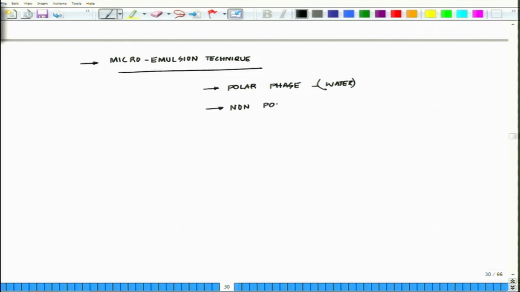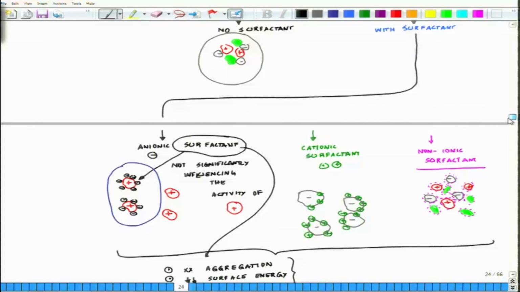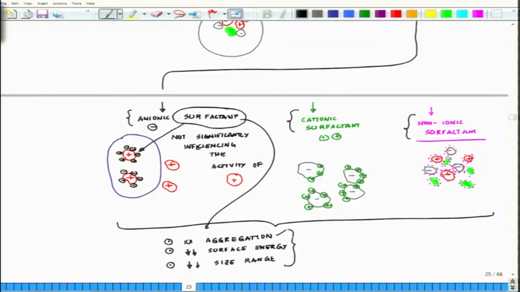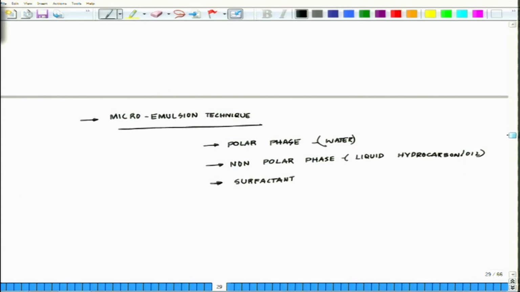Non-polar phase, which is mostly liquid hydrocarbon or oil. And you have surfactants. The third thing is surfactants, and we have already discussed surfactants in the physical synthesis, if you recollect. So these are the surfactants. It could be anionic, cationic, or non-ionic surfactants, which help in not promoting aggregation, reducing the surface energy and reducing the size. There are 3 things a surfactant does, and here also the same principles of surfactants will apply.